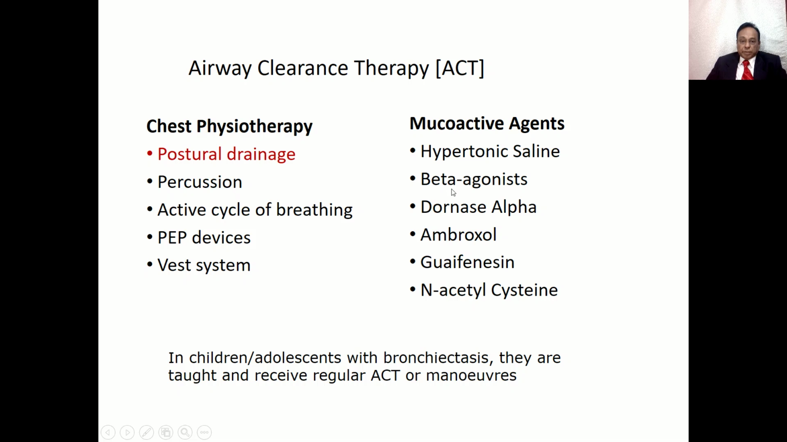And wherever possible, mucoactive agents can be used, but a lot of research is going on regarding their usefulness, whether they are really useful or you are spending a lot. I am going to show that in a future slide also. One thing I want to say is that parents should be made to learn these chest physiotherapy techniques, because the situation in developing countries is different. In developed countries, a lot of physiotherapists are available, and you can utilize them. Whereas in developing countries, you have to teach the parents how to use postural drainage and so on.